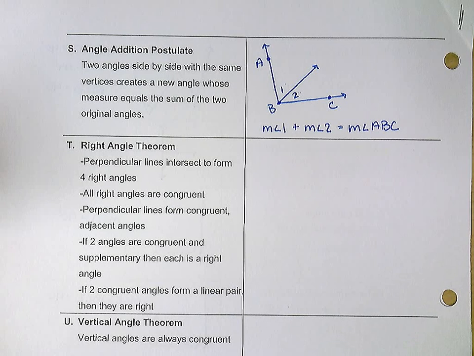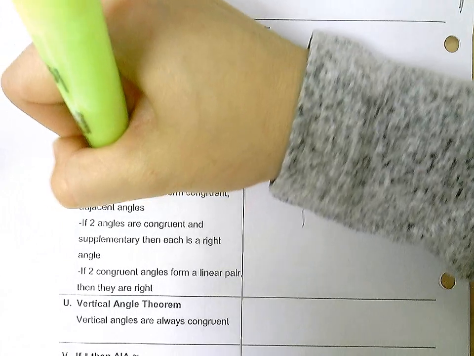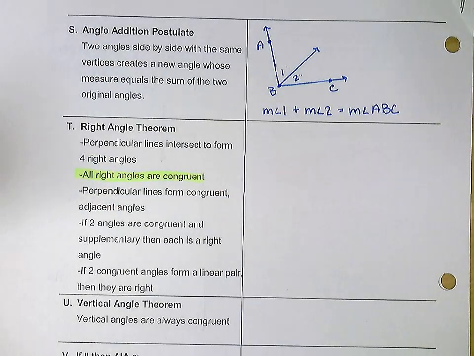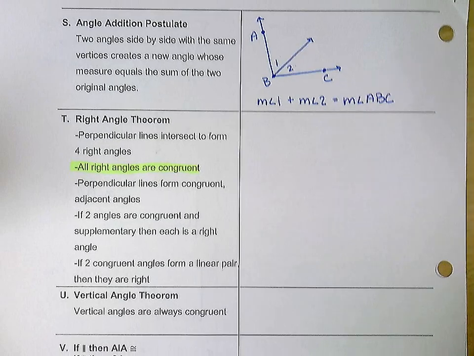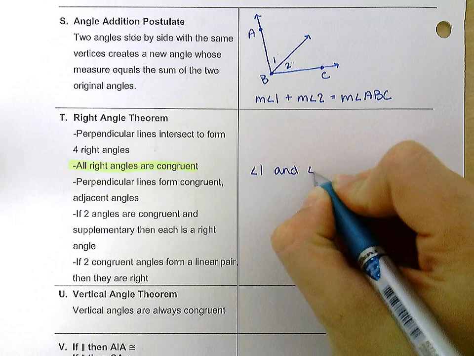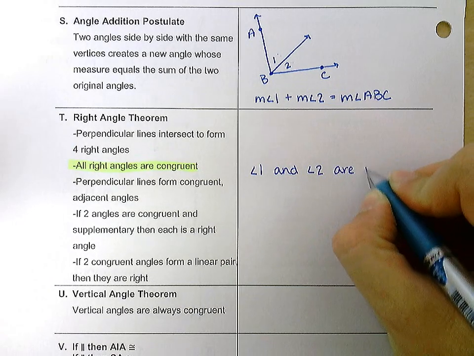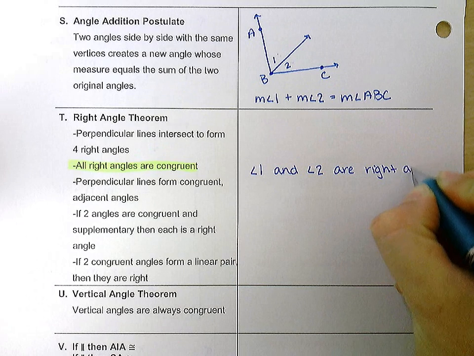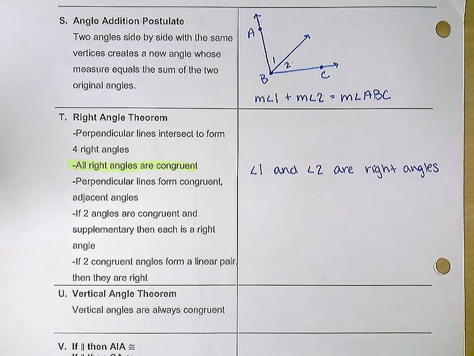For the right angle theorem, this one has a lot involved in it. There's only one part that I need you to know. That one part is: all right angles are congruent. All right angles are congruent to each other. So if you are given angle 1 and angle 2 are right angles, they tell you angle 1 and angle 2 are right angles.